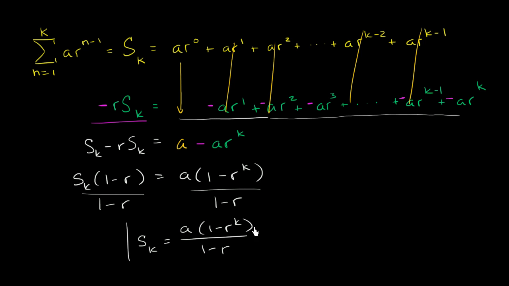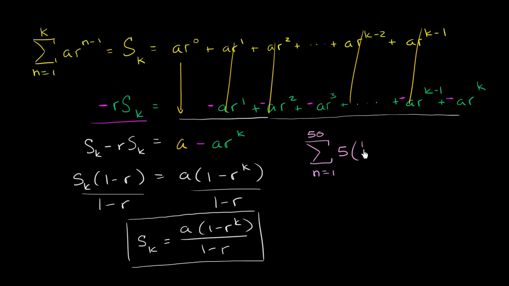This is a very, very, very cool result. Because someone might ask you, what is the sum from n equals 1 to n equals, let's say, 50 of, let's say, 5 times 1/3 to the n minus 1? So in this case, our k is 50, a is 5, and our common ratio is equal to 1/3.